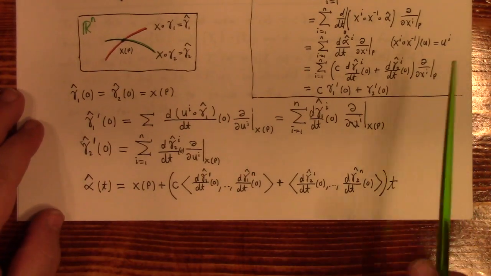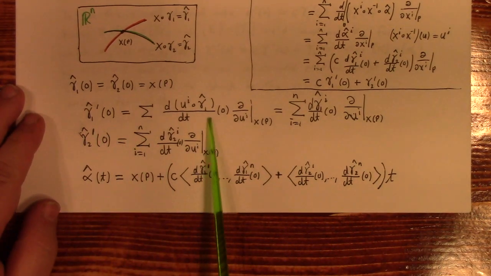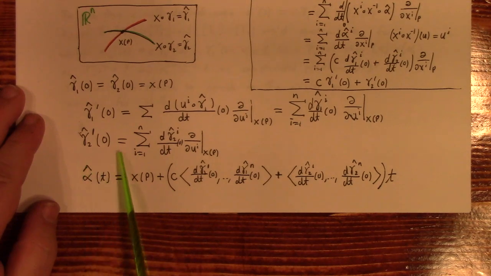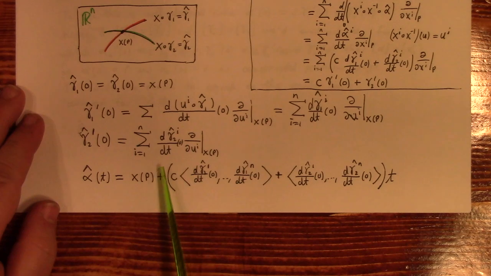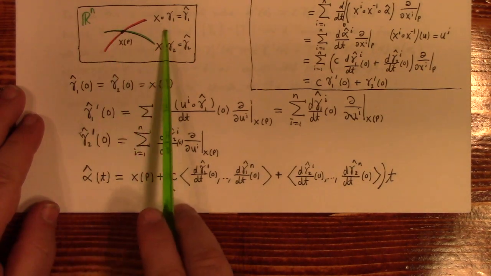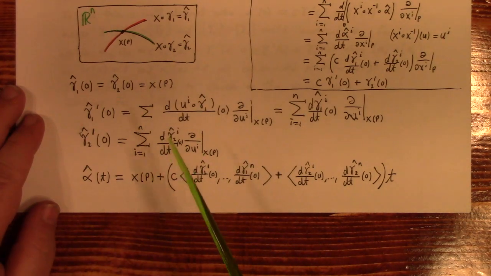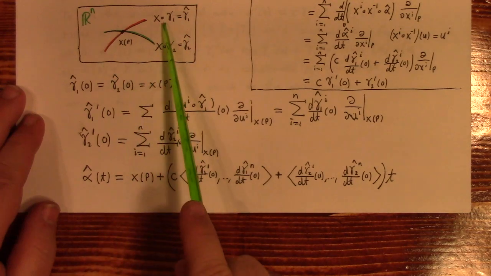Gamma 1, the velocity vector to the first curve is this, the velocity vector to the second curve is that. And my claim is that you can build a curve. You can put one right through there, right through the middle, right through that point.